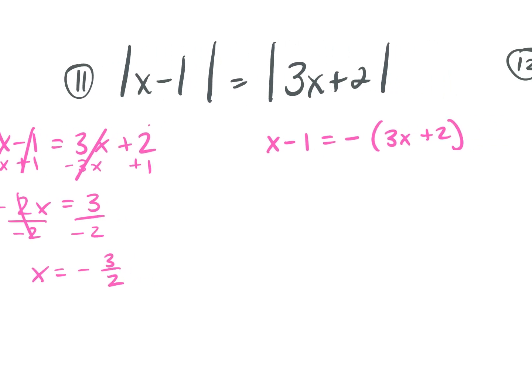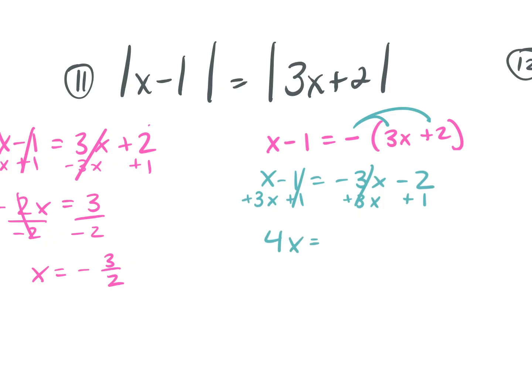What would I have to do first in the next equation? Awesome. We want to distribute the negative. So x minus 1 equals negative 3x minus 2. Then we do the same thing to solve. So I'm going to add 3x, move it to the other side, and add 1. X plus 3x is 4x, and negative 2 plus 1? Negative 1. What do we do next? Divide by 4. So x equals negative 1 over 4. Awesome.